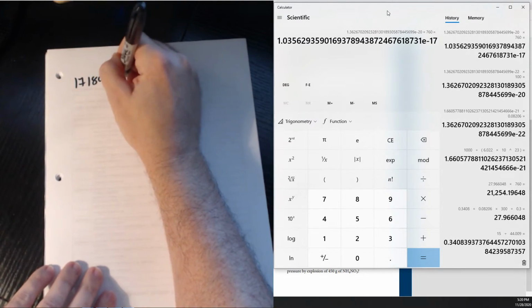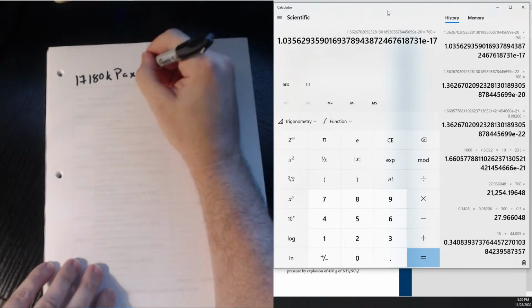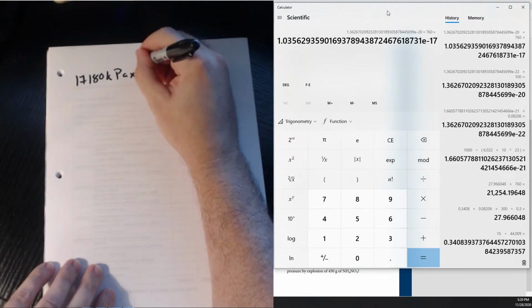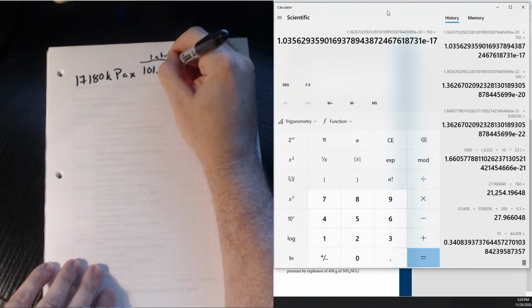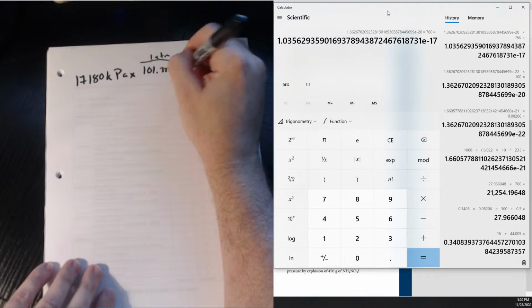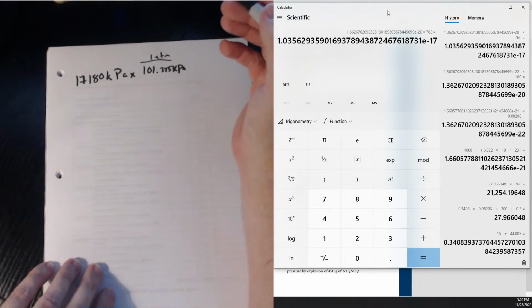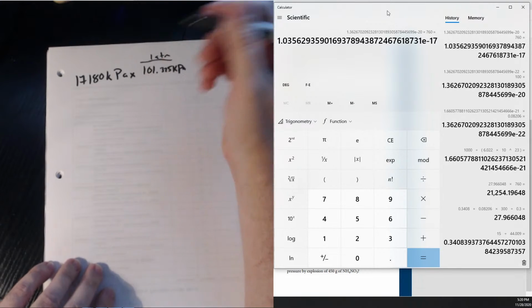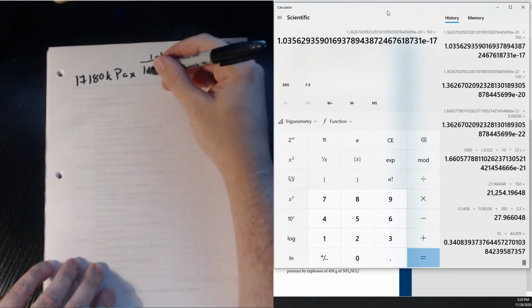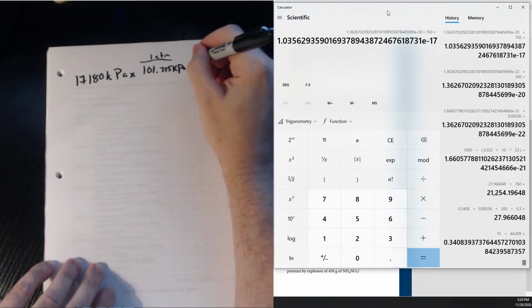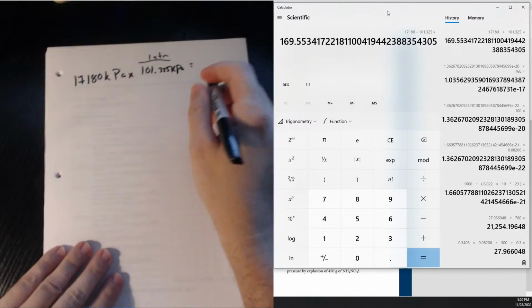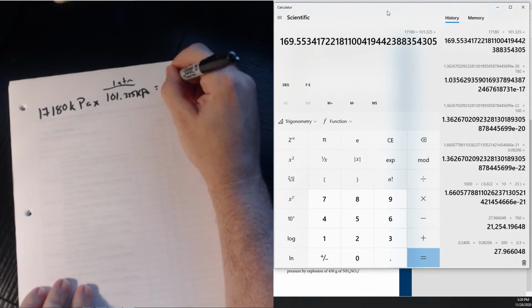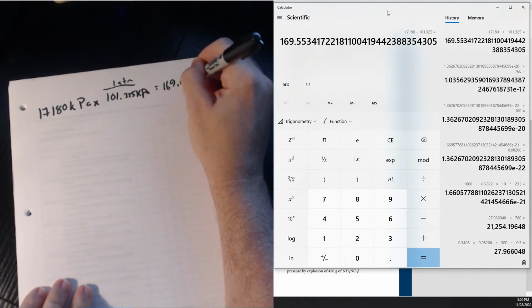So 17,180 kilopascals times 1 atmosphere per every 101.325 kilopascals. Okay, a kilopascal is 1,000 pascals, so 101,325 pascals is 101.325 kilopascals. So our pressure is 17,180 divided by 101.325, which is 169.6 atmospheres.